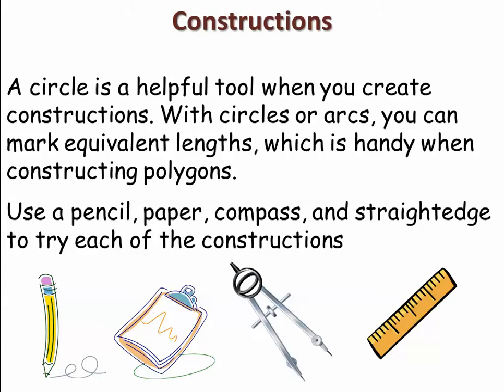Now let's talk about constructions. A circle is a helpful tool when you create constructions. With circles or arcs, and usually what we see is arcs, you can mark equivalent lengths, which is handy when constructing polygons. What you're going to need is pencil, paper, a compass, and a straight edge to try each of the constructions.